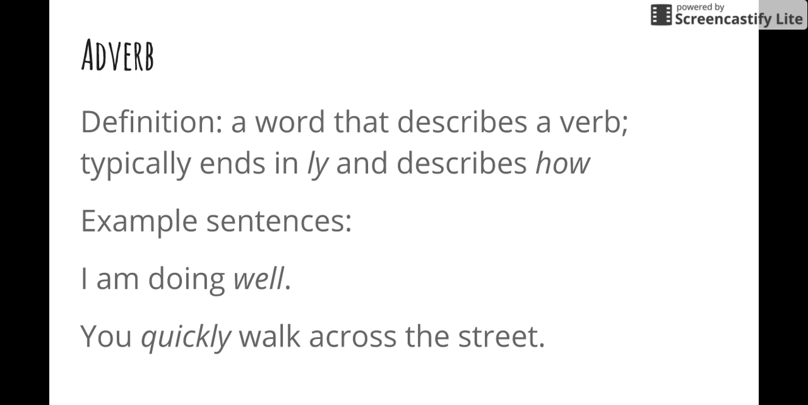They say that they're doing good, but that is actually the incorrect word to be using because they are saying how they're doing, so they need to use an adverb. So when you want to communicate that you're doing good, you really would use the word well. I am doing well. And then another adverb, this one does end in ly. You quickly walk across the street. How do you walk across the street? Quickly.